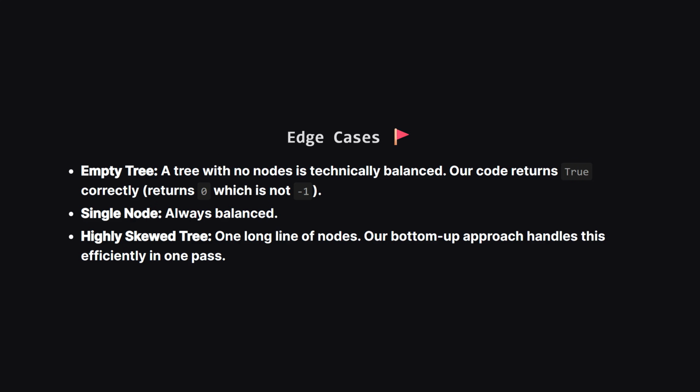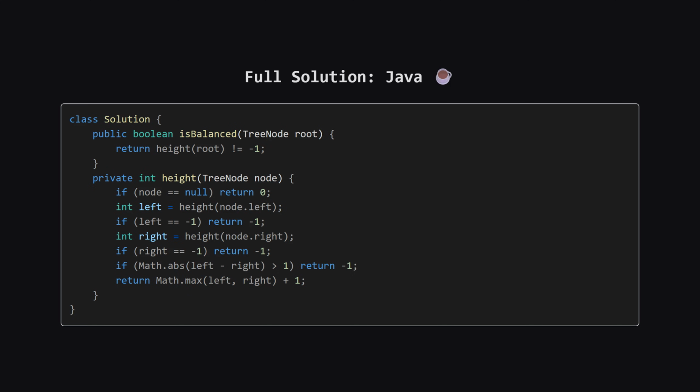Don't forget the simple cases. An empty tree is considered balanced, and our code handles that by returning 0 at the start. A single node is also balanced. Even a tree that is just one long line, like a linked list, is handled correctly and efficiently by our pass. For the Java folks, here is the implementation using a private helper method.